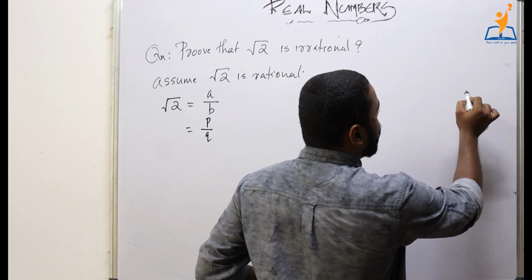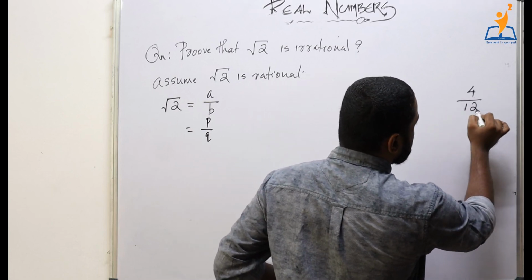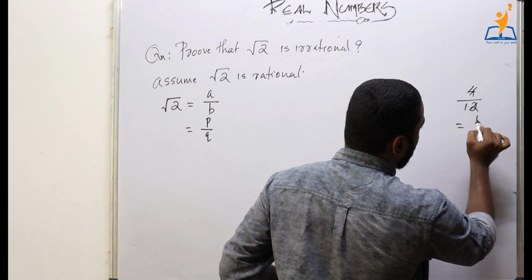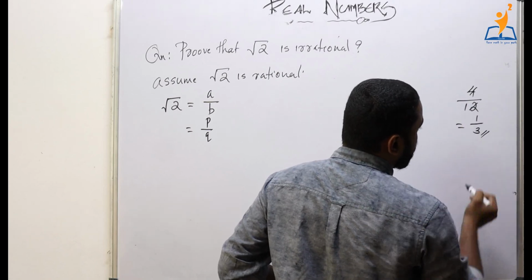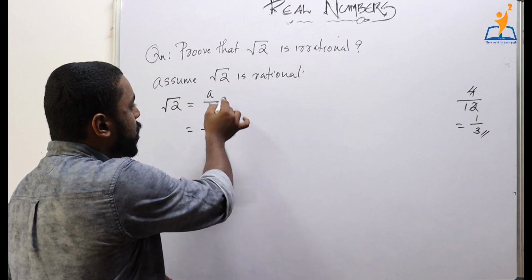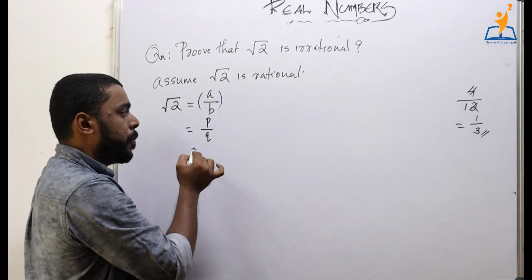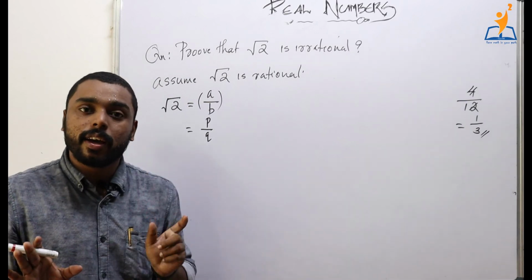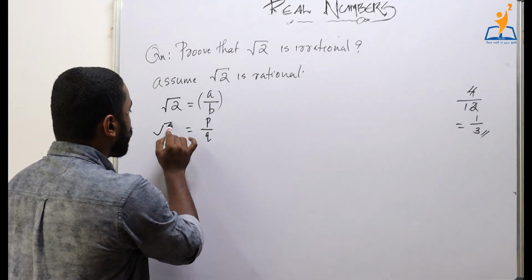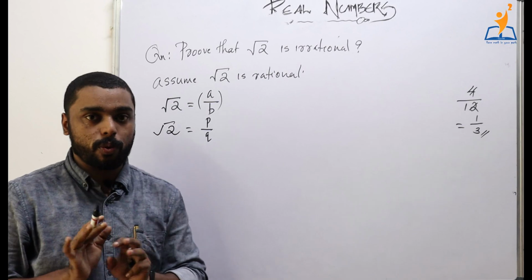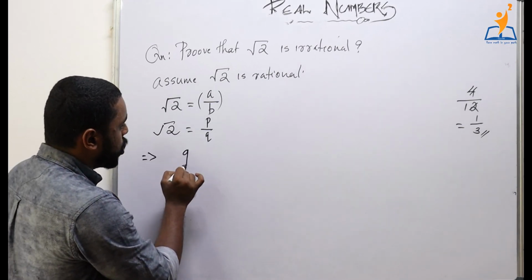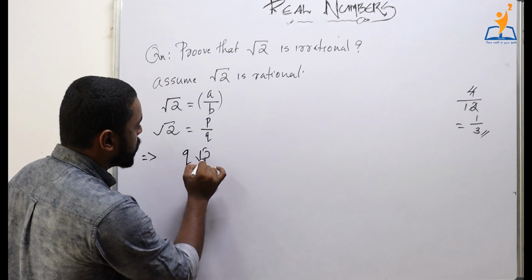See, if 4 by 12 is a number, after cancelling we get 1 by 3. Similarly, we cancelled all the common factors from a by b to get p by q. Now p and q don't have any common factor. So we have root 2 is equal to p by q. Root 2 equal to p by q implies q root 2 is equal to p.